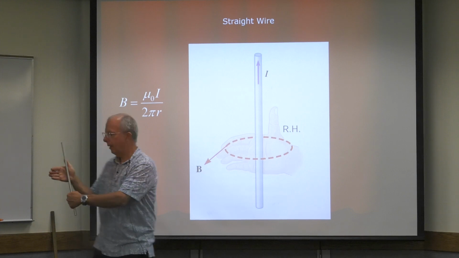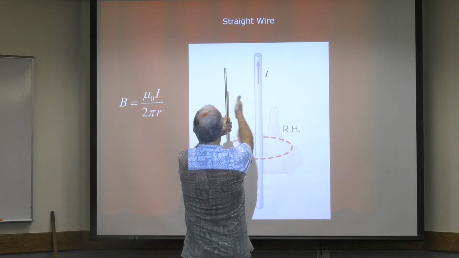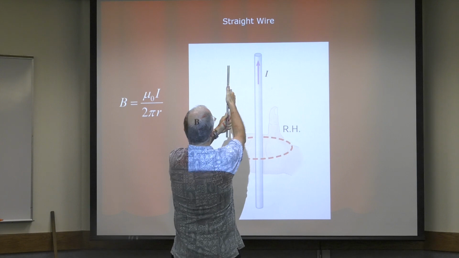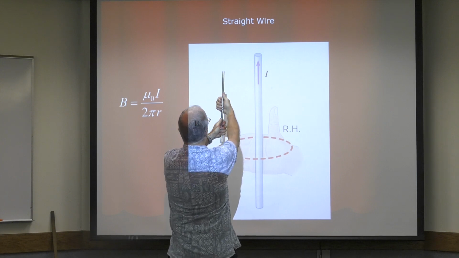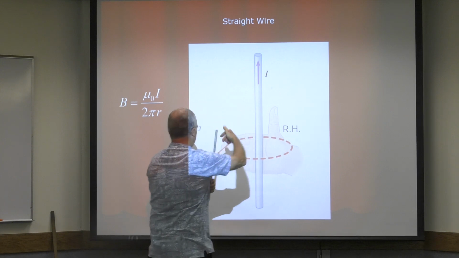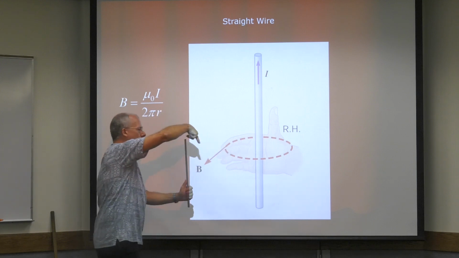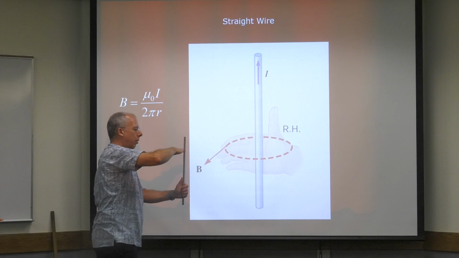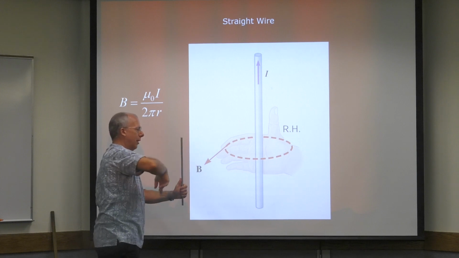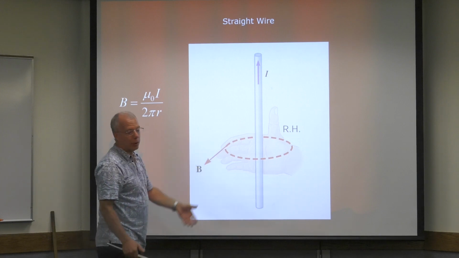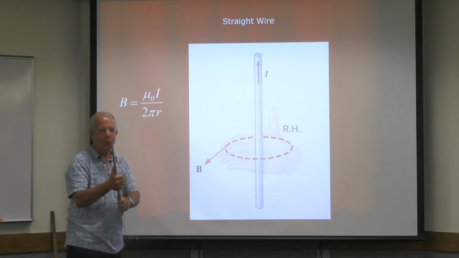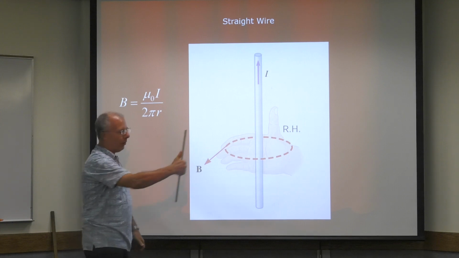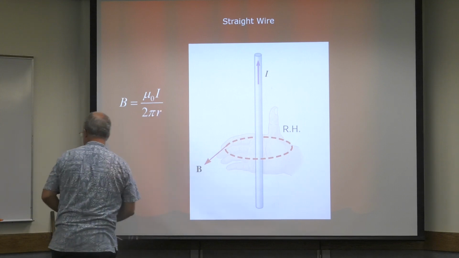So again, grab it, right hand, thumb in the direction of the current, curl your fingers around, and just like it shows, right? The field lines, circles, perpendicular to this thing. Okay, so you got to know that, right? Right hand rule for a straight wire. Grab it, right hand, thumb in the direction of the current.